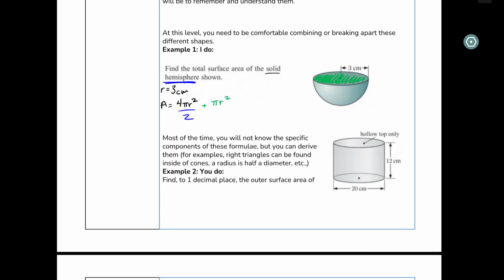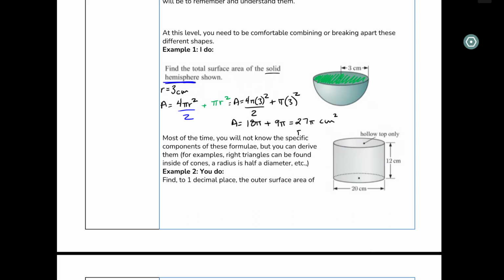And you'll notice that I like to write out these formulas rather than just straight up plug in numbers. I want to wait until the very end. So we've got the curved part, the hemisphere, plus the closed top. Let's go ahead and now plug in our radius, plus pi times 3 squared. I'm going to evaluate these without a calculator for right now. Well, 4 divided by 2, that's 2. 3 squared is 9. So there we have 2 times 3 squared, that's going to be 18 pi, plus pi times 3 squared, that's going to be 9 pi. And that's going to be 27 pi centimeters squared.